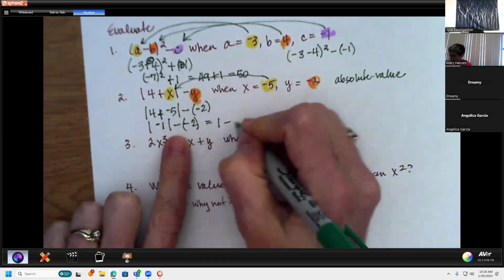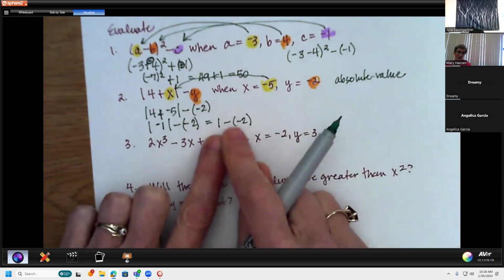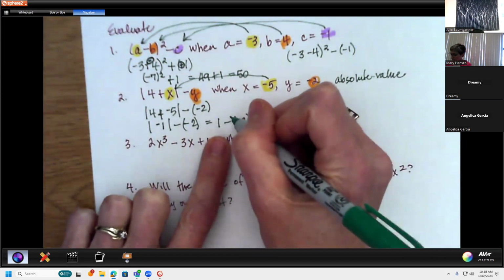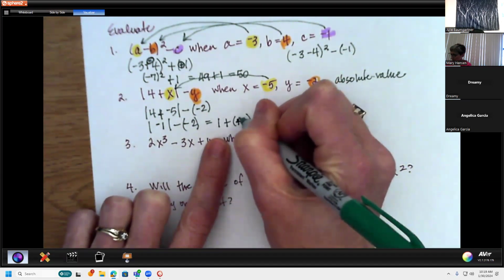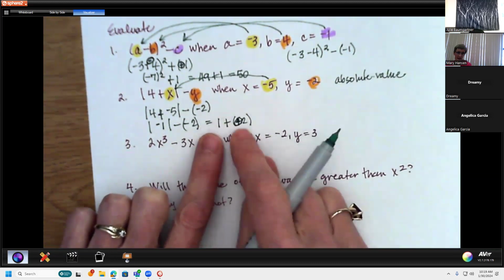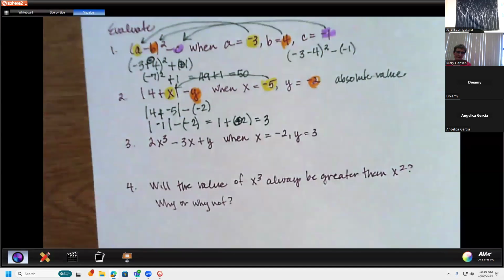So I have 1 minus -2. Again, subtracting a negative is really hard to think about, but I can change that subtraction to addition as long as I make this -2 a +2. And now I have 1 plus 2, which is 3.